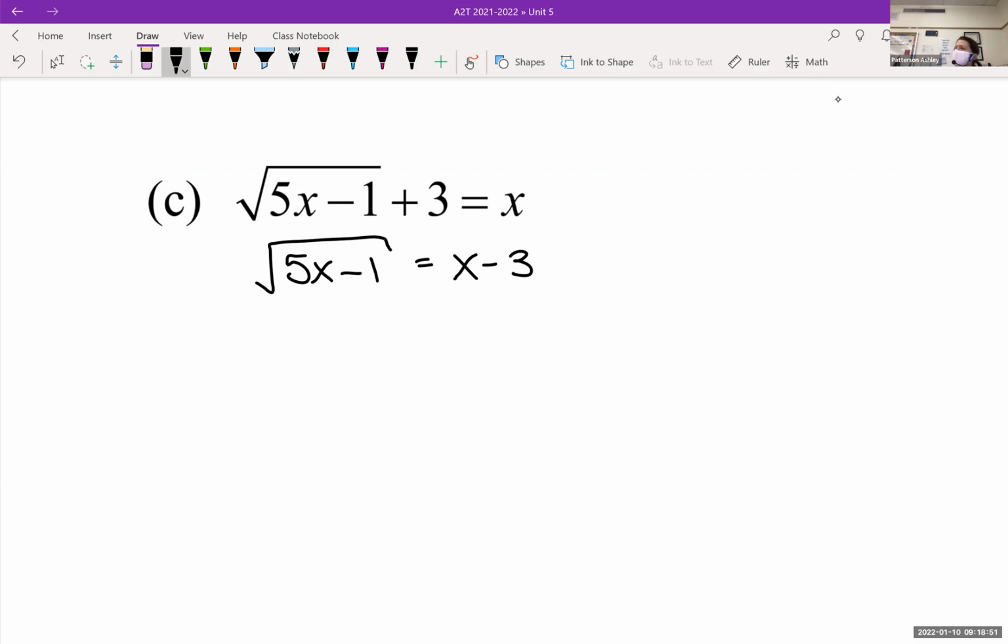So how can we get rid of that radical, everyone? How do I get rid of a square root? Square both sides. Excellent. Really important that you square both sides, not just one. It is an equation. Now, on the left-hand side, our radical will cancel with its inverse. So we're left with 5x minus 1.